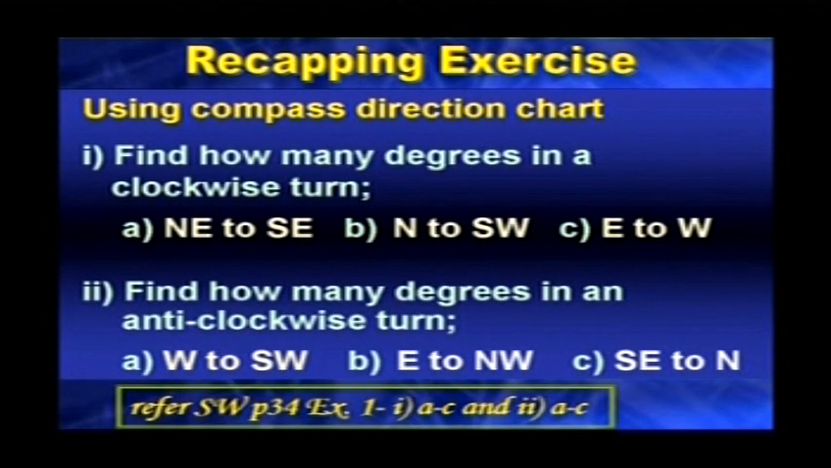So now, receiving students and Sevenis, our exercise from the previous lesson is on using the compass direction chart. 1. Find how many degrees in a clockwise turn. We have A, northeast to southeast, B, north to southwest, and C, east to west. And exercise 2, find how many degrees in an anti-clockwise turn. A, from west to southwest, B, from east to northwest, and C, from southeast to north.